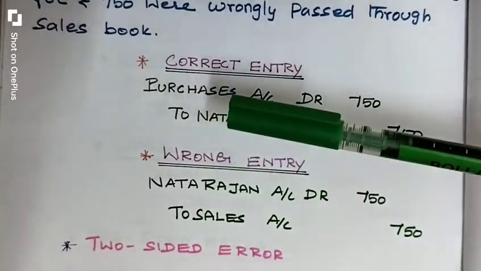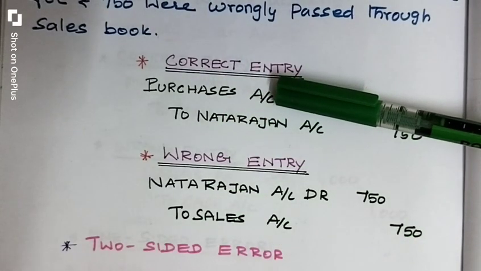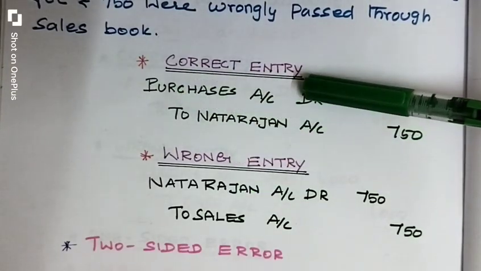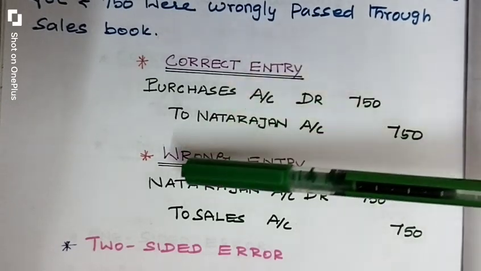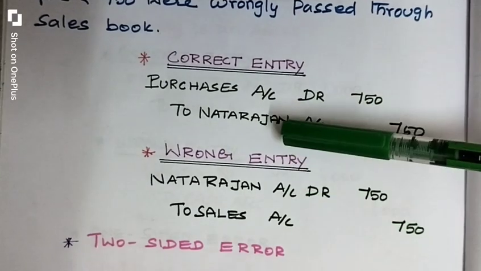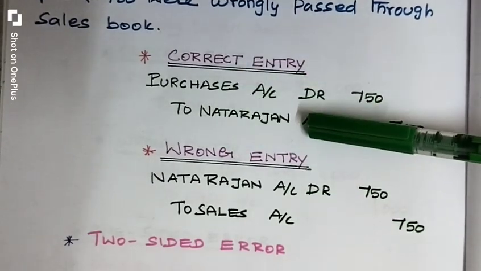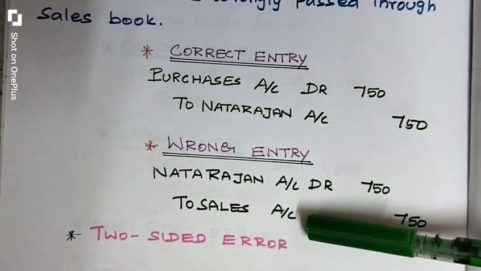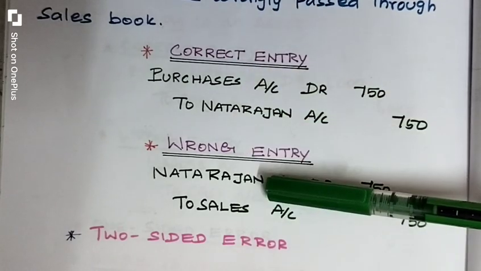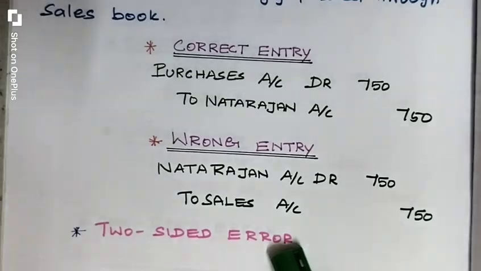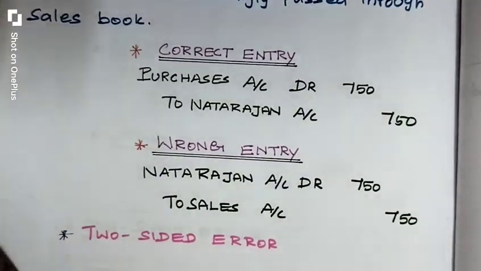Let's take the debit side. We have different accounts. On the debit side, here we have the purchases account, and here the Natarajan account. So we have different accounts on the debit side. Let's take the credit side. We have the Natarajan account on the credit side here, and there we have the sales account on the credit side. So both sides have the error. This is called a two-sided error. We found the error, that is a two-sided error.